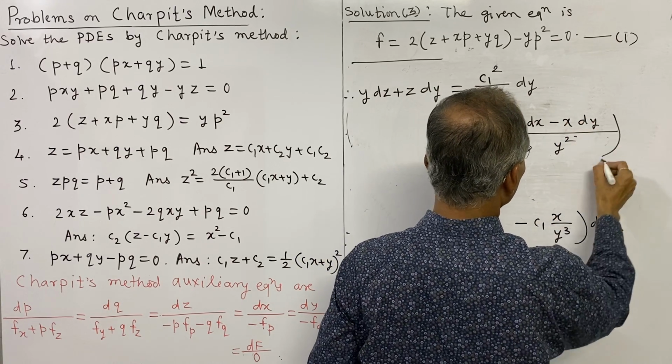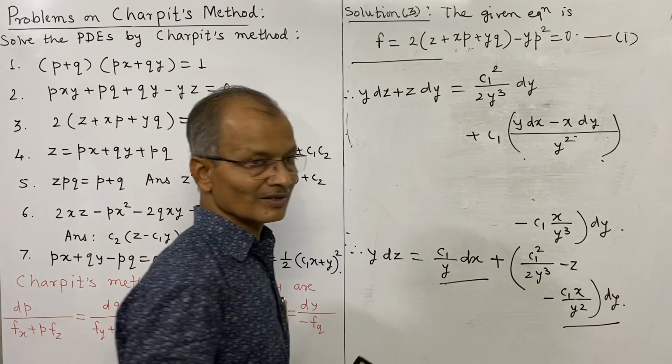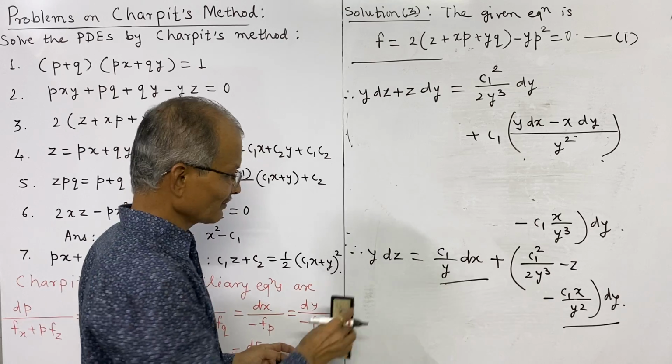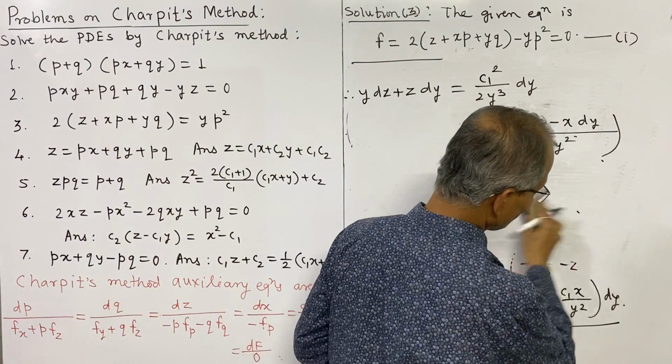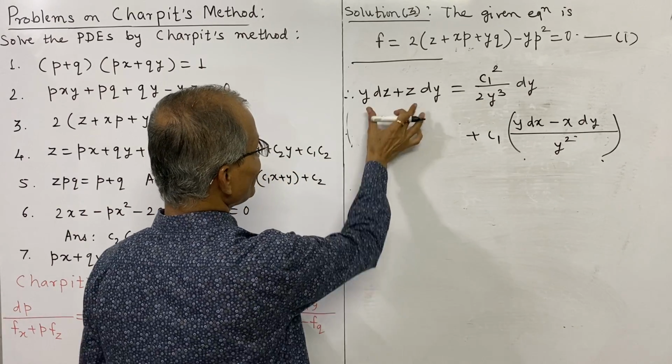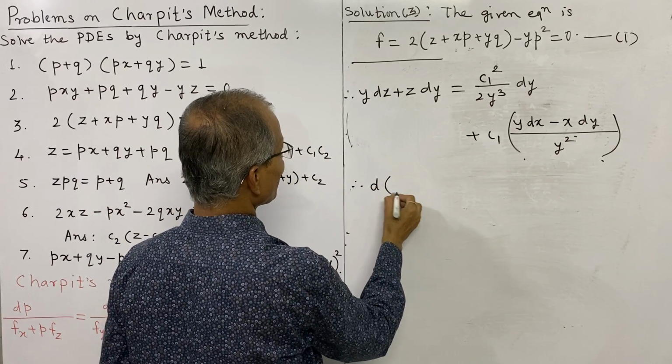Why are we writing like this? You can verify this. You should verify that only the terms are shifted, and why the terms are shifted and why it will be useful, that we will see. Now what is the left side? The left side is exactly the differential of y into z.